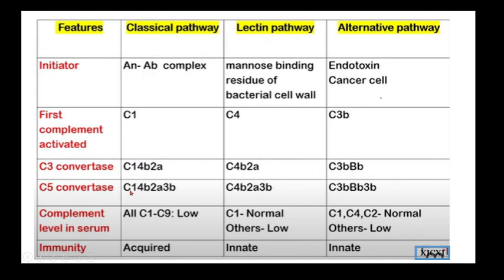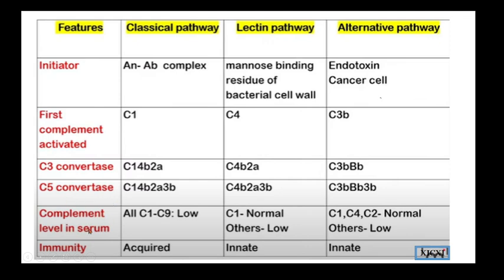C5 convertase. Usually this C1 is not there. In this C5 convertase, we are having C4b, C2a, and C3b. This is C5 convertase. In the lectin pathway, it is C4b and C2a and C3b, which is going to be C5 convertase. In alternative pathways, we are having C3b, Bb, and C3b, which is going to form what we call C5 convertase.